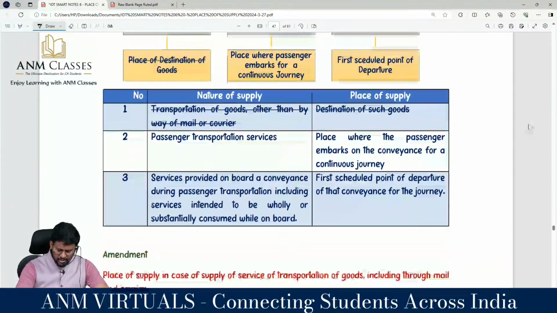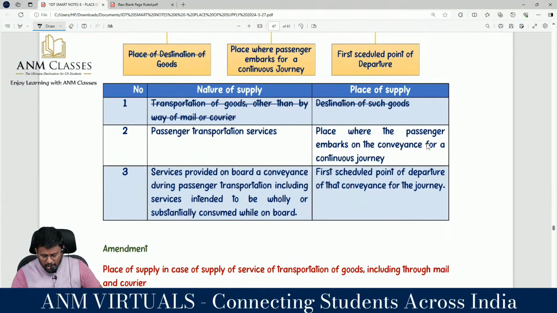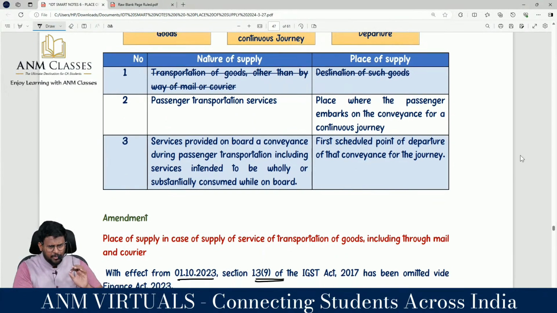Now 13 subsection 10, passenger transportation services: the place where the passenger embarks on the conveyance for a continuous journey. This has not been amended. Earlier also same, now also same. Services provided on board a conveyance during passenger transportation, including services intended to be wholly or substantially consumed while on board: the place of supply is the first scheduled point of departure of that conveyance for the journey.